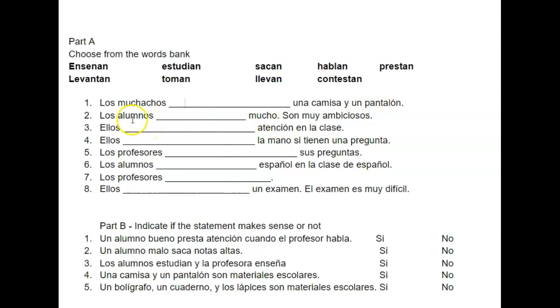In the second part, the students, what mucho? We know from previous vocabulary, ambiciosos means hardworking or ambitious. So I would say study for this one. Los alumnos estudian mucho. Number 3 is talking about paying attention. So that one was ellos prestan atención en la clase. Number 4, they raise their hand if they have a question. So raise was levantar. And since we're talking about ellos, we remember that ending with an. Ellos levantan.